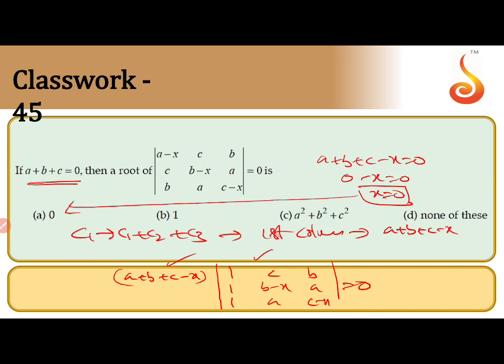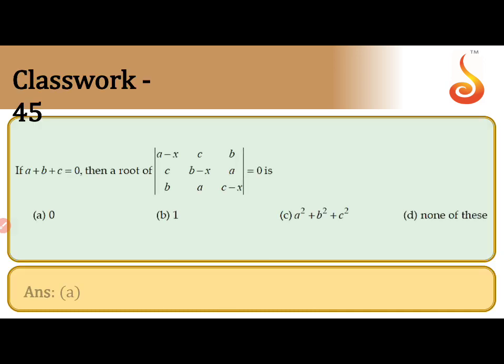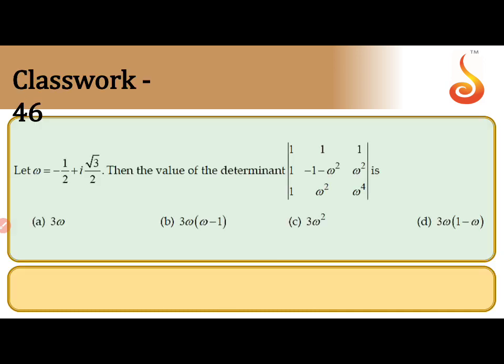That means the root of the equation, the x value, is 0 for this one. Clear? Because either this is 0 or this is 0. This is not 0, therefore this must be equal to 0. But a + b + c is given as 0. So a + b + c - x equals 0 gives x = 0 as the answer. Clear? Now option A is right.